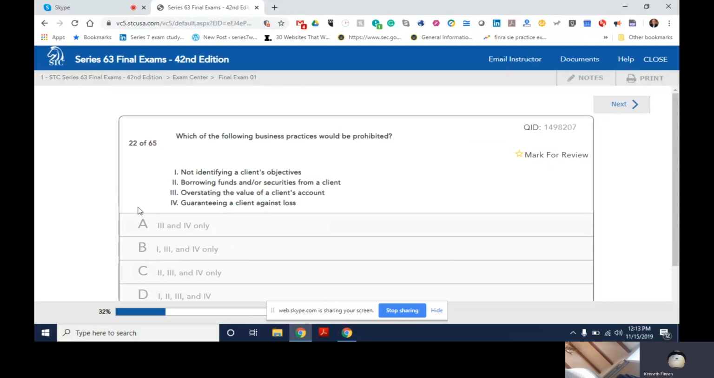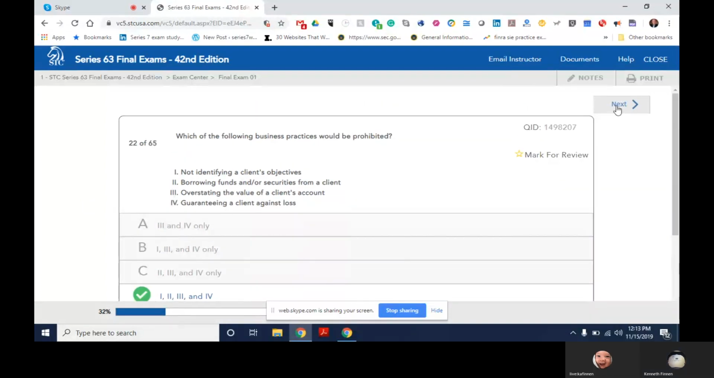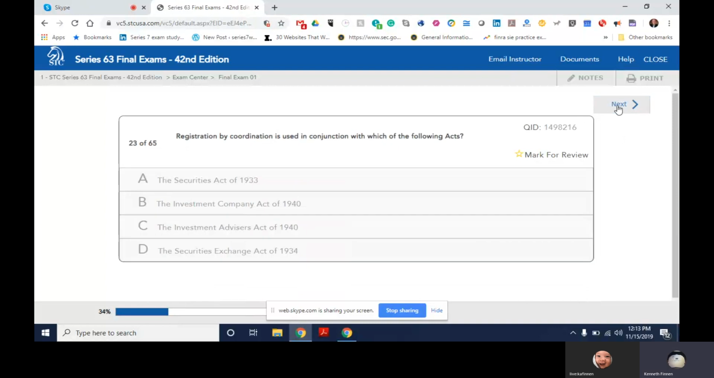He's a solicitor. Which of the following business practices would be prohibited? Not identifying a client's objectives. Damn right you got to do that. Borrowing from a client. Yes. Overstating the value of a client's account. Of course. Guaranteeing against a loss. All 4 are correct. They're bad things that you can't do. Boom. Okay.